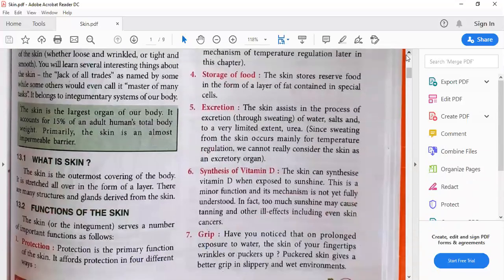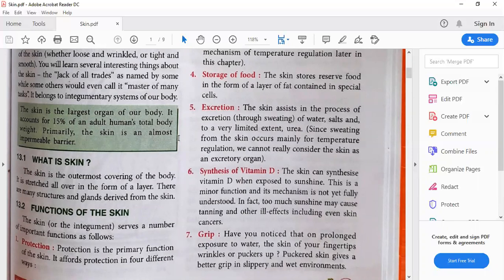Okay, since sweating from the skin occurs mainly for temperature, we cannot really consider the skin as an excretory organ. I already told you, skin is excreting only for temperature regulation to maintain your body temperature. Then it is also doing the synthesis of vitamin D. Synthesis का मतलब क्या होता है? It is creating vitamin D from the sun, which is essential for your body.